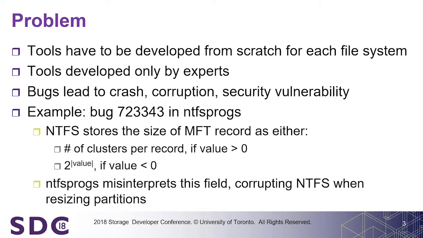For example, the NTFS progs library had a bug that was caused by misinterpreting the NTFS metadata. The size of the master file table, or MFT record, can be interpreted in two ways. It is the number of clusters per record if the value is positive. Otherwise, it is 2 to the power of the absolute value of the field if the value is negative. So, unsurprisingly, the NTFS progs library misinterpreted this field and corrupted file systems when resizing partitions.